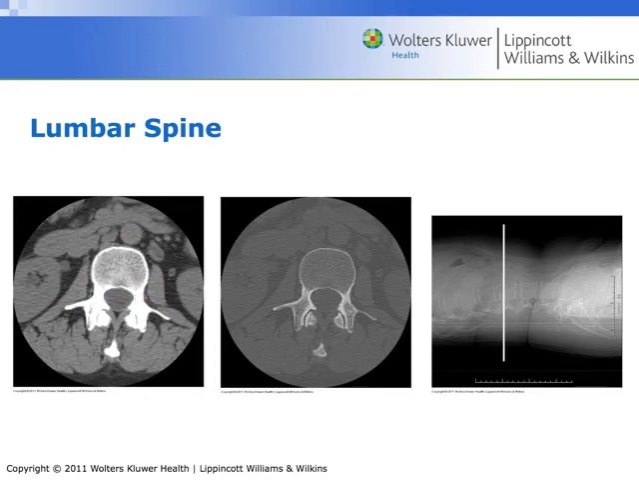Pedicle. And counting up from the bottom, we have 5, 4, 3, 2, 1. So this is the pedicle of L2. You can maybe see it a little bit more clearly on the bone windows. Lumbar vertebra, L2. This facet joint here is the articular facet. You can see it more clearly on the soft tissue windows, but this is the ligamentum flavum.